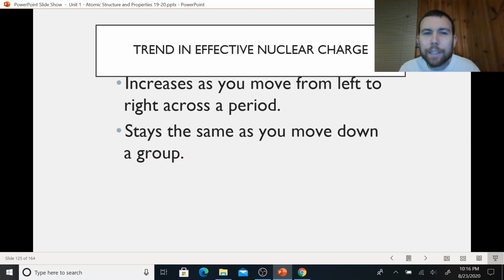Now, the trend in effective nuclear charge: it is going to increase as you move from left to right across a period. We saw that from the data on the previous slide as we went across from sodium to magnesium to aluminum to silicon. We saw that the effective nuclear charge went up. This particular trend is really only meaningful as we move left to right. It's going to essentially stay the same as you move down a group on the periodic table.